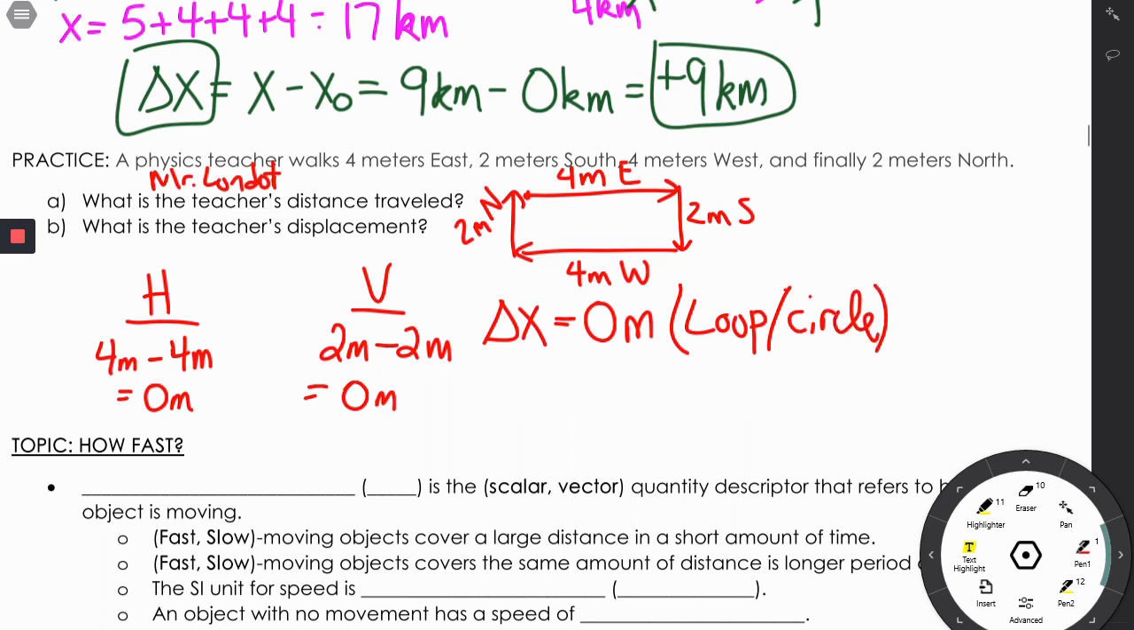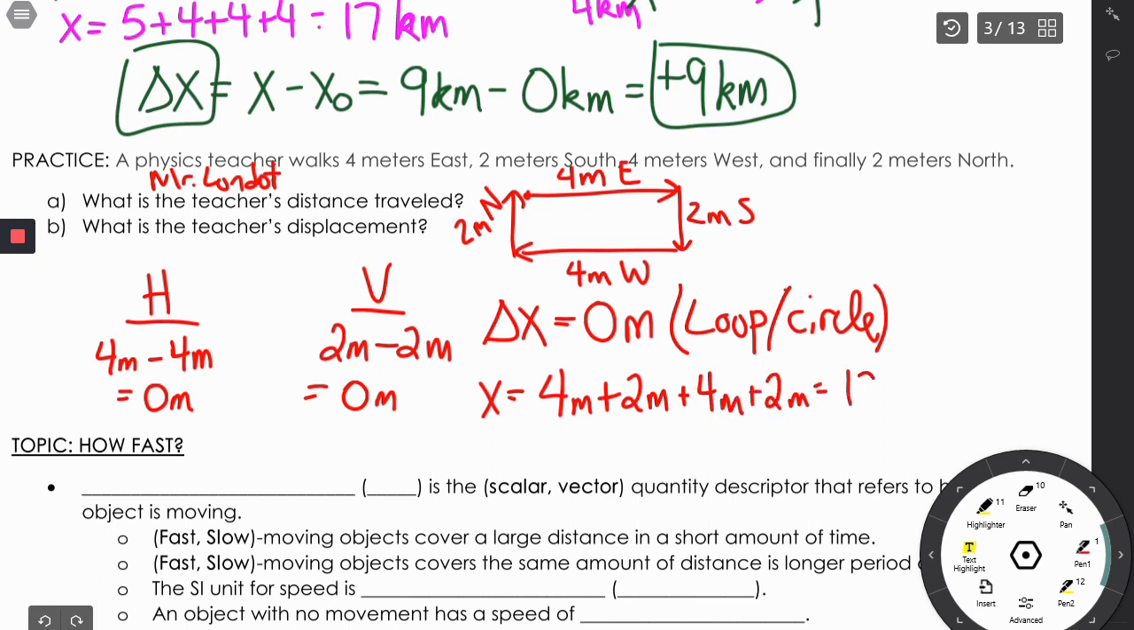Now, your distance is not 0. My distance would be the sum of all those little pieces added up. So I went 4 meters one way, 2 meters a different way, 4 meters another way, and then 2 meters again the other way, which tells me in terms of distance, which is my part A, I went 12 meters. So there you can see that once I walk in a loop where I change my direction along the way, my distance and my displacement do not equal each other.